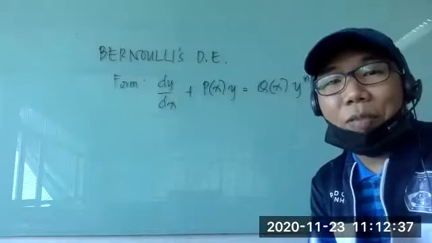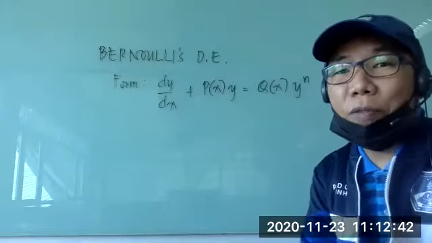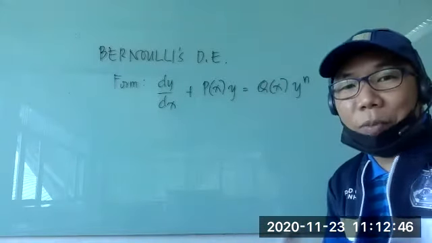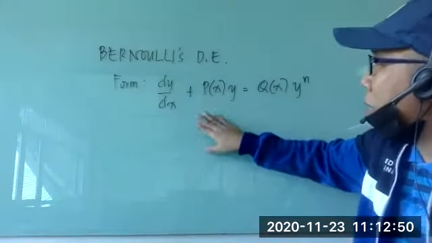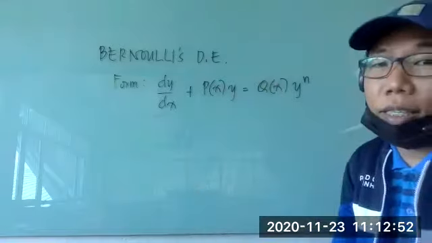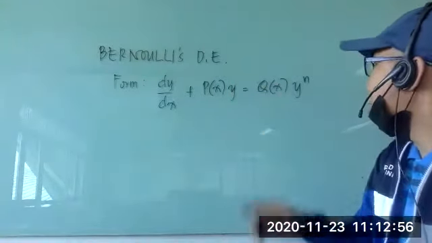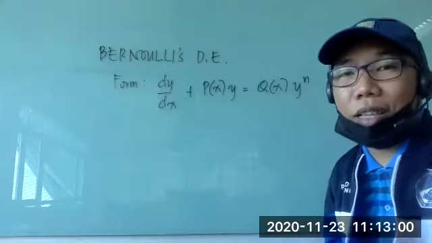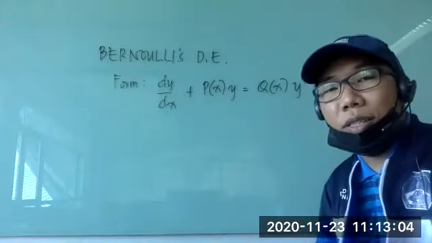Our next equation is Bernoulli's differential equation. So ano ba yung format or ano ba yung equation ng Bernoulli's? Ano yung form niya? So this is actually dy over dx plus p as a function of x times y equals q as a function of x times y raised to n. So this is a generalized case of a linear equation of order 1.